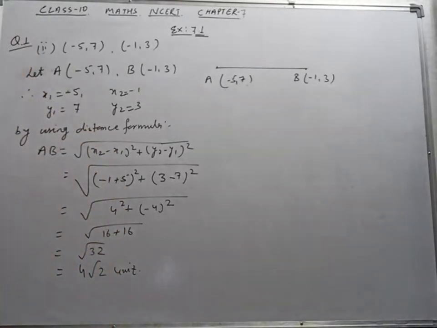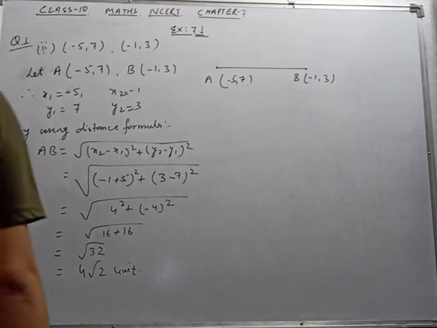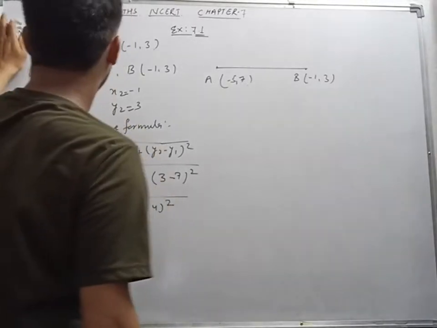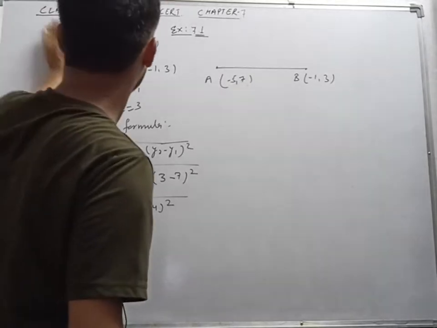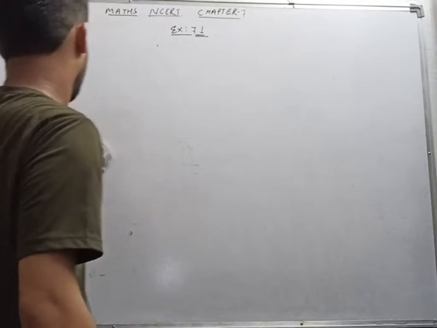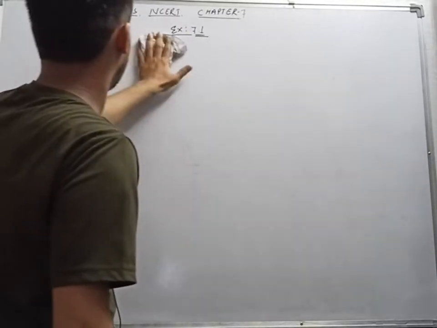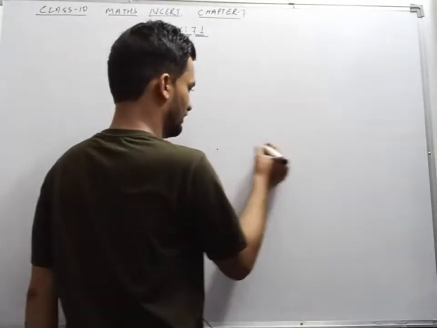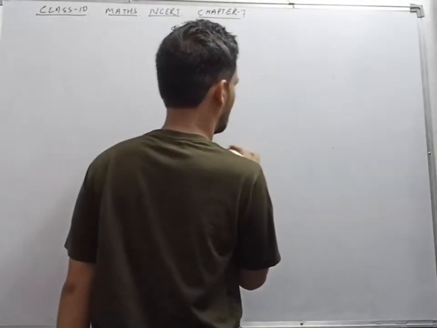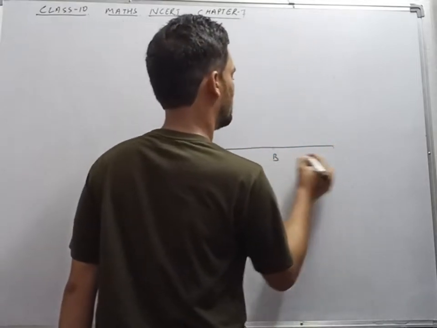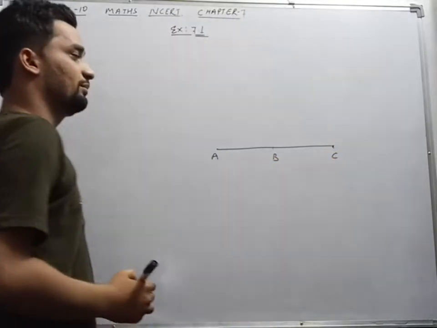Now we are moving to question number 3. Determine if the given points 1, 5, 2, 3 and -2, -1 are collinear. So what is the condition for collinear? Collinear means when all points lie on the same line segment. Suppose this is A, B and C.